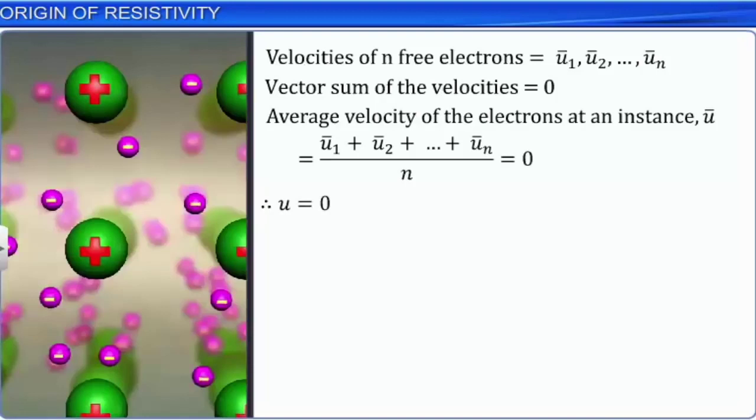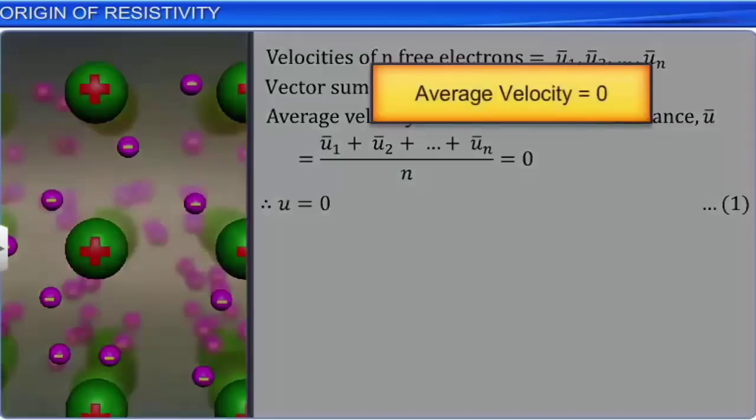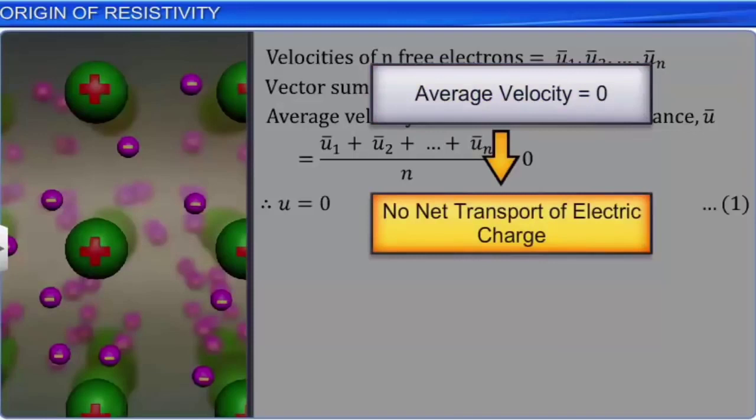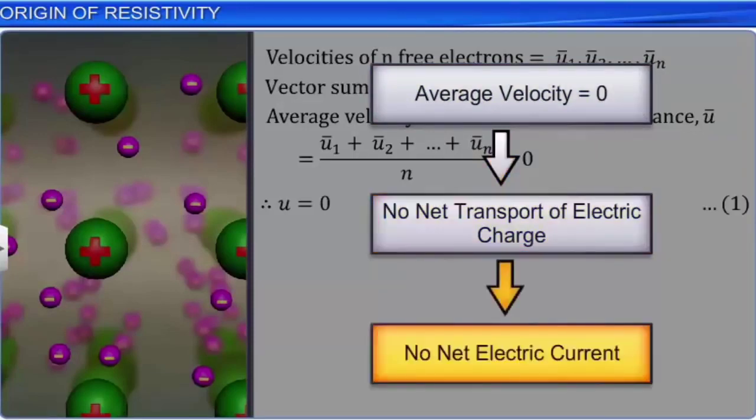The motion of these free electrons is called thermal motion, as the motion of these electrons depends on their average kinetic energy. Average kinetic energy of the electrons depends on the temperature of the conductor. Since the average velocity of the conduction electrons at any instant is 0, there is no net transport of electric charge. Thus, there is no net electric current through the conductor.